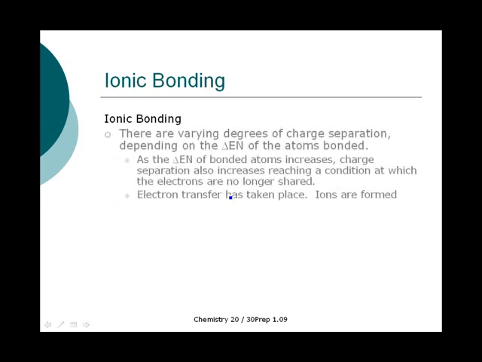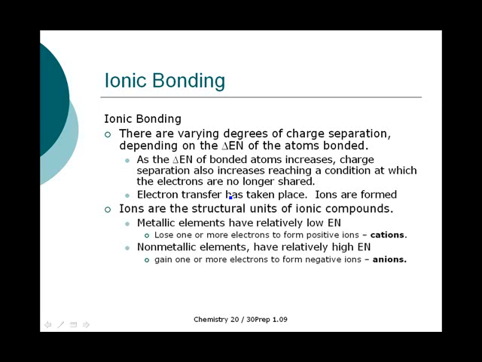So we'll start with ionic bonding. For ionic bonding, we've already mentioned that there are varying degrees of charge separation depending on the difference in electronegativity between the atoms that are bonded. As the electronegativity difference of bonded atoms increases, the charge separation also increases, eventually reaching a condition where the electrons are no longer shared. Once this happens, ions have been formed and we have an ionic compound. Ions are the structural units of ionic compounds, the smallest unit in an ionic compound, and the reason ionic compounds behave the way they do.